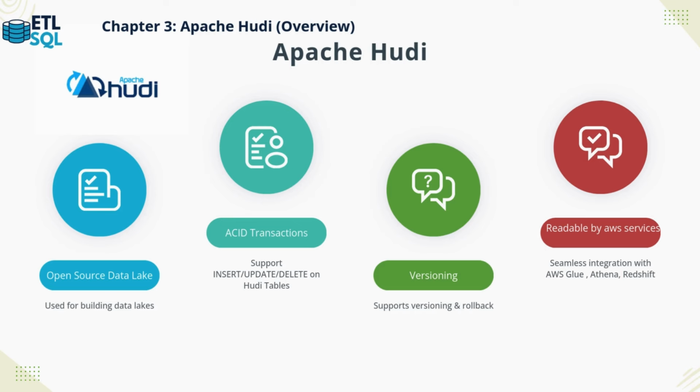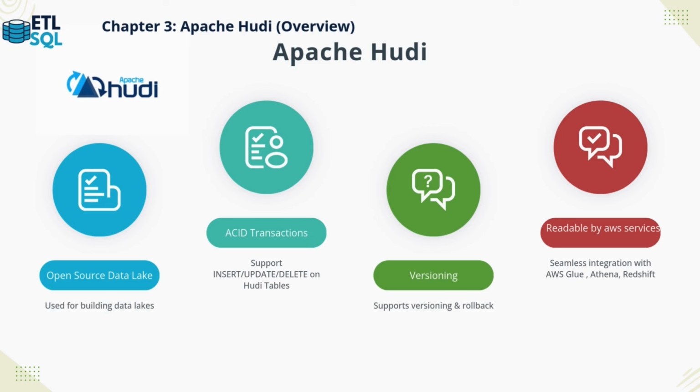Next is ACID transactions. Now, this is crucial for data consistency. Hudi supports insert, update, and delete operations on Hudi tables, ensuring your data modifications are atomic, consistent, isolated, and durable. The third feature is versioning. Hudi provides comprehensive support for data versioning and rollback capabilities as well. This means if something goes wrong, you can easily revert to a previous stable version of your data.